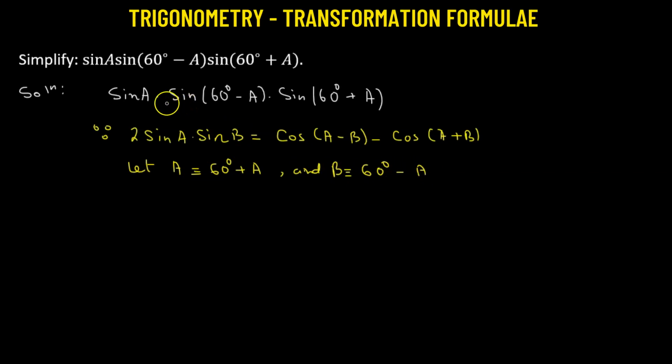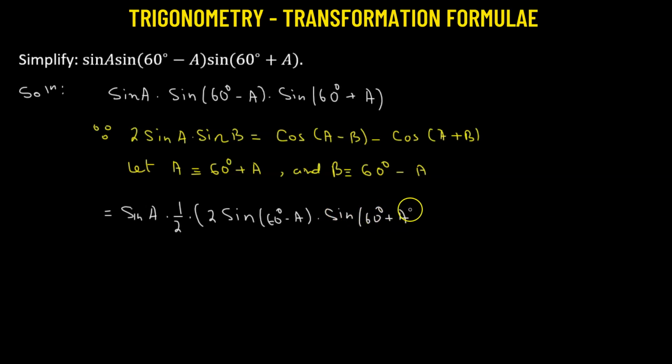Then let's rewrite the given expression. So we'll have sine A, we're going to multiply by half and also multiply by 2. So we have 2 times sine 60 degrees minus A times sine 60 degrees plus A. What we're trying to do here is combine the second and the third expression. So this is going to be half times sine of angle A multiplied by, using this expression, cosine of A minus B.